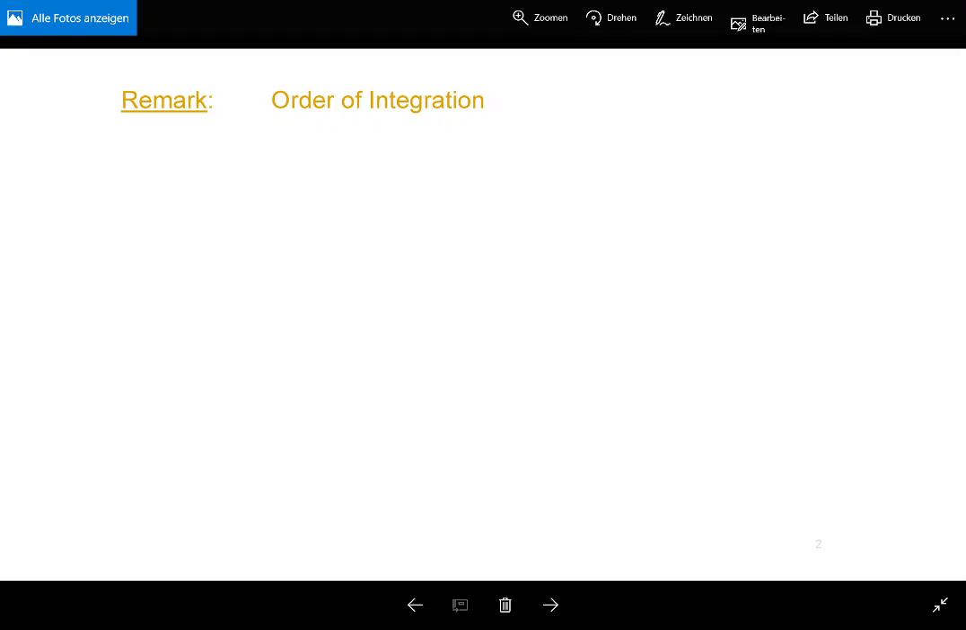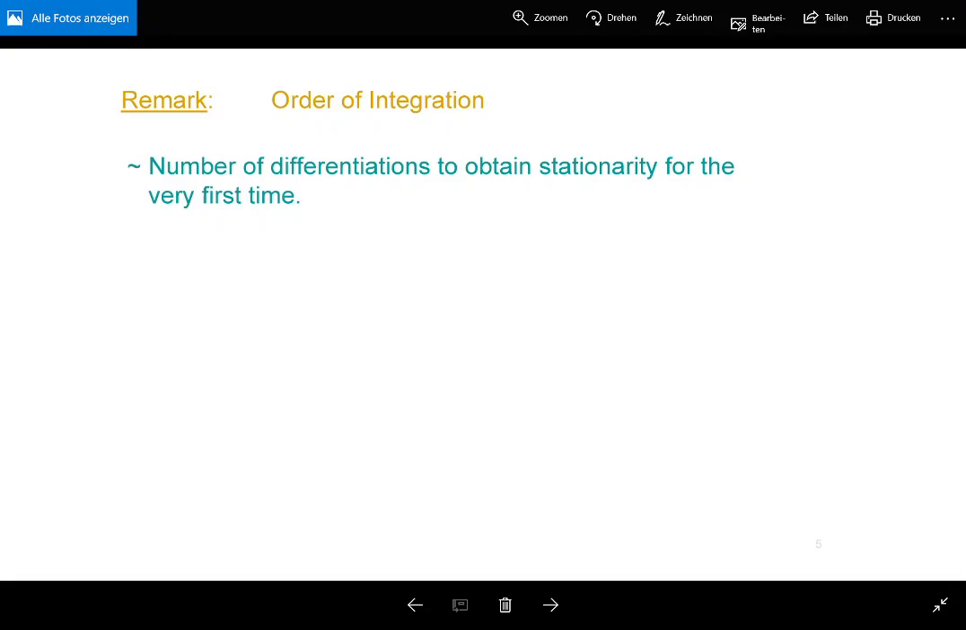So, all right, guys. Now, the order of integration is basically this: when you say, for example, you have a first order or a second order, whatever, this gives you the number of differentiations needed to achieve stationarity for a process. So sooner or later, it's going to be stationary after a number of differentiations. I'm going to explain this a little bit more in detail.